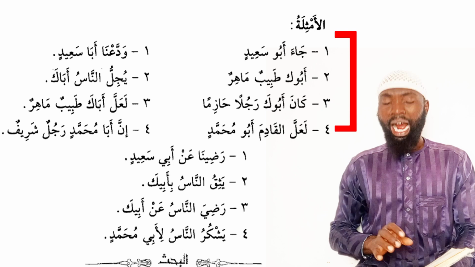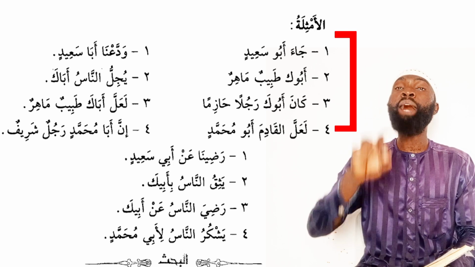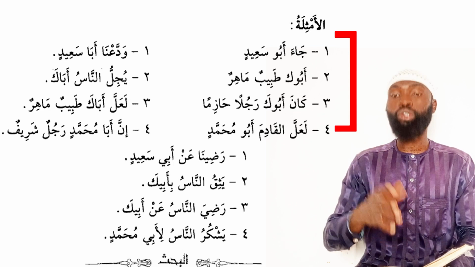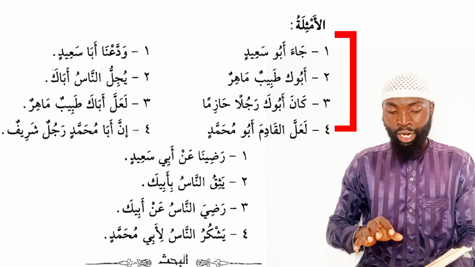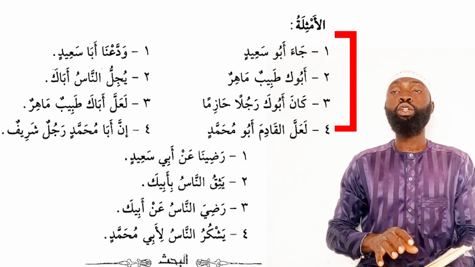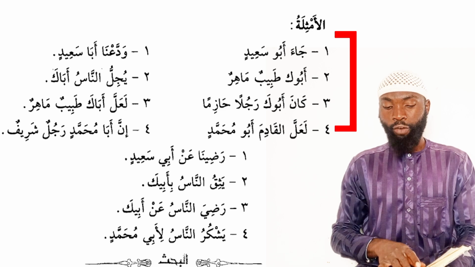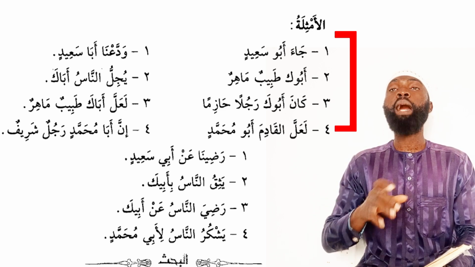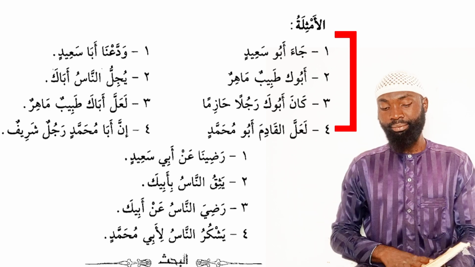Number 2, we have Abuka Tabibun Mahirun. Your father is a doctor, an expert doctor, a professional doctor. Number 3, we have Kana Abuka Rajulan Hazimān. Your father was a very dedicated man. Number 4, we have La'alla al-Qadima Abu Muhammadin. Perhaps the person coming is Muhammad's father.